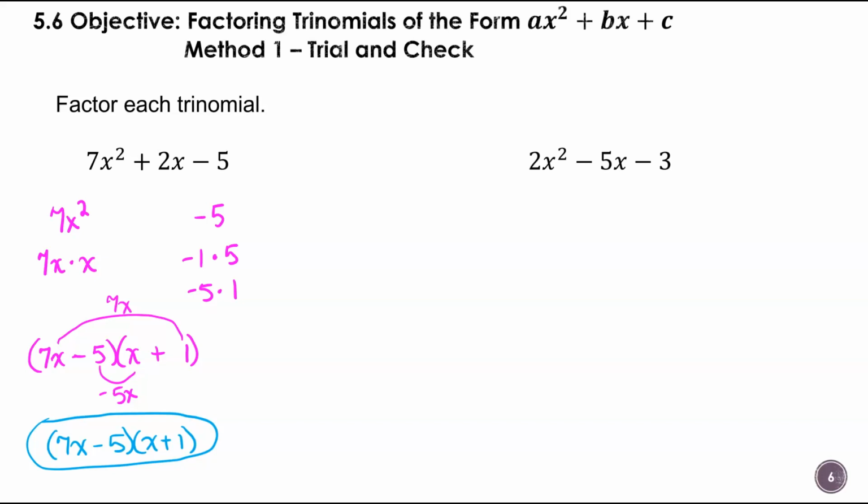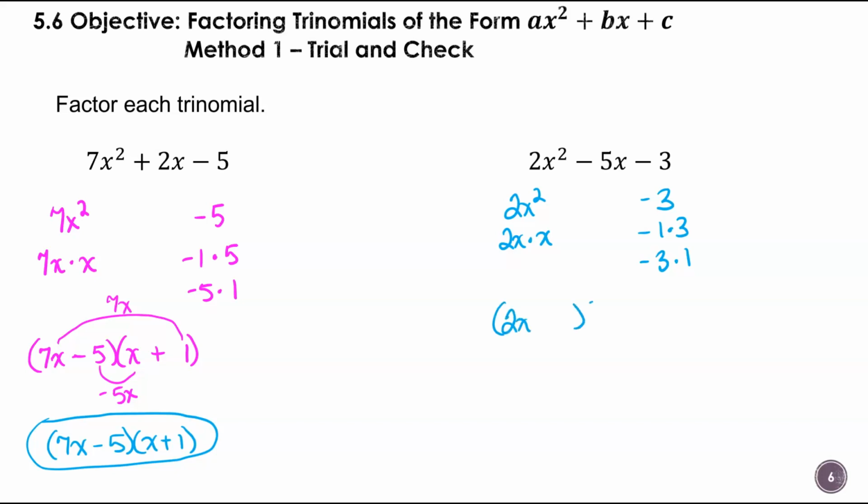Okay, so let's look at this next one. Factors of 2x squared are 2x times x. Factors of -3, kind of the same thing as the previous question, right? It's either -1 times 3 or it's -3 times 1. Our middle term this time is a -5x. So that's what we're looking for when we are trial and checking here.